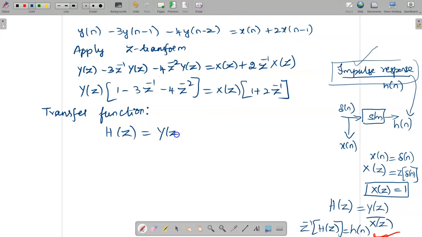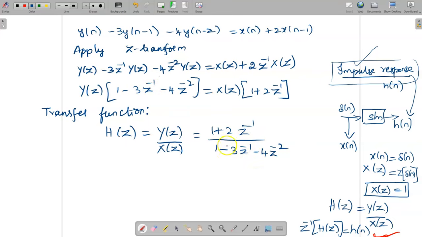So, first we are finding out the h of z. h of z is y of z by x of z, which is nothing but 1 plus 2 z inverse divided by this term 1 minus 3 z inverse minus 4 z power minus 2. So, you are taking x of z alone to the left hand side. So, the numerator part remains as it is, and the numerator part which comes to the denominator.